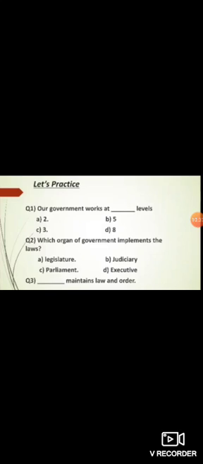So I think all of you are clear with the important topics that I covered in this session, that is government. What is government? What are its functions? What are its organs? And what are its levels? I think all of you are fine. All of you are clear with this session.